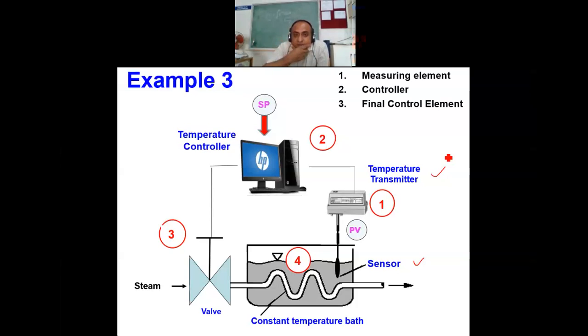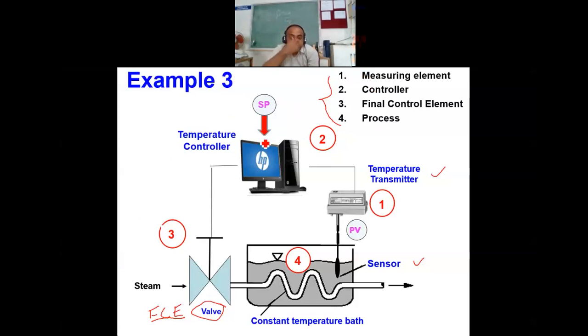So what is the third one? Third one is a final control element. Please remember, third, I don't call it a valve. I call it a final control element. I can write in short FCE. You can use this term. F stands for final, C stands for control, E stands for element. So final control element. Fourth is the process. Where is the process? This is the process.